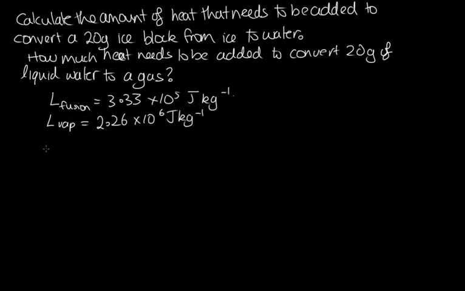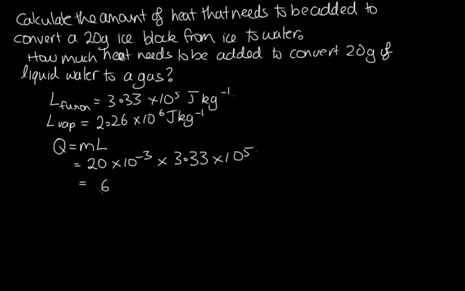So to work out the amount of heat that we need to add, we can just use the formula Q is equal to mL. Now, as this is in joules per kilogram, we're going to need our mass in kilograms rather than in grams. So the mass in kilograms is 20 times 10 to the minus 3, which is the same as 20 divided by 1,000. And then we multiply it by the latent heat of fusion, so that's 3.33 times 10 to the 5. So solving this on the calculator, we get 6,660 joules. So we need to add 6,660 joules of energy to melt the ice.